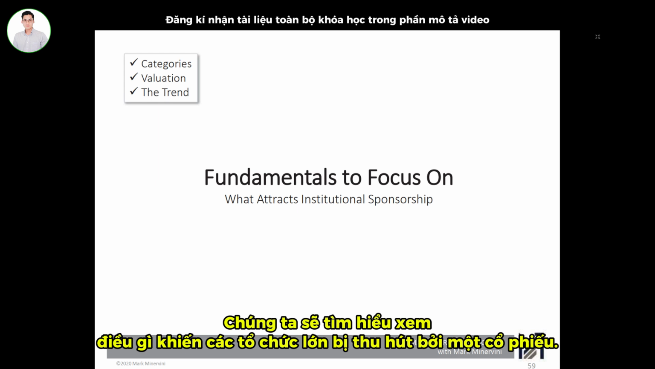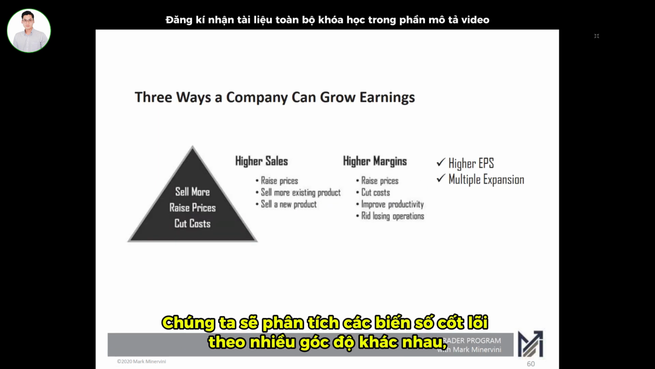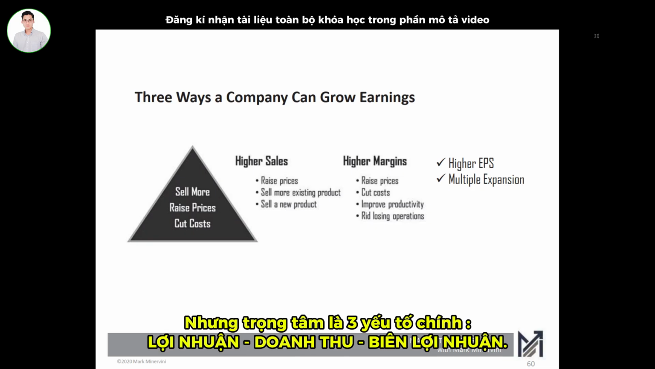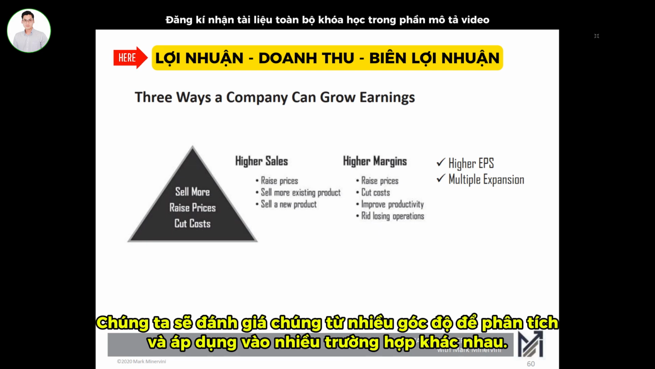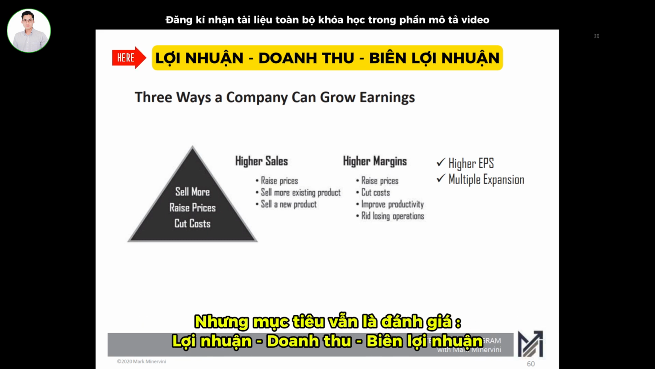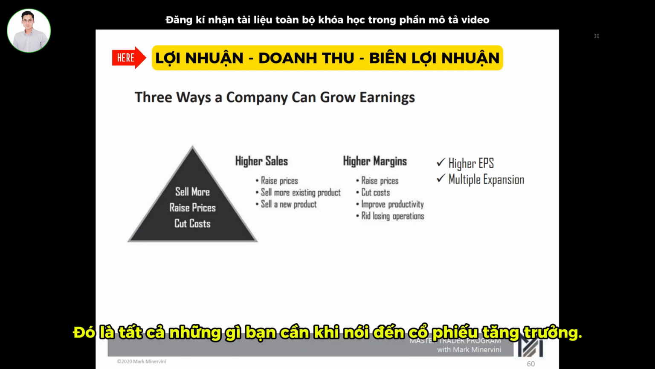And I want to point out that we're going to look at these various variables or parameters, if you will, and slice and dice them in a bunch of different ways. But through all this next segment, we're only going to be focusing on three things: earnings, sales, and margins. Like I said, we're going to be looking at them from different angles, and I'm going to show you a bunch of different ways to analyze them and slice them and dice them and apply them to various scenarios. But we're only gauging earnings, sales, and margins. And that's really all you need to look at.